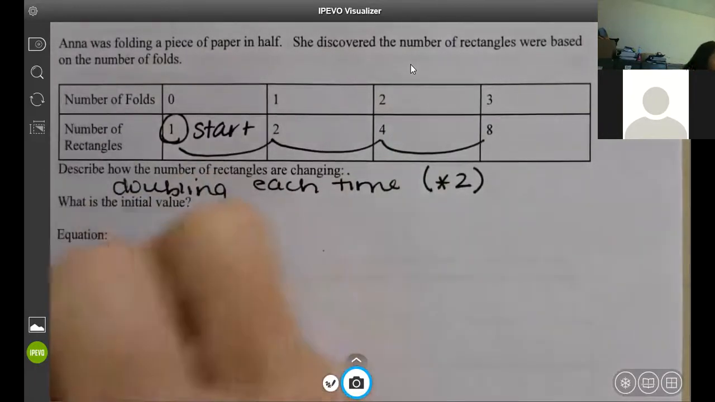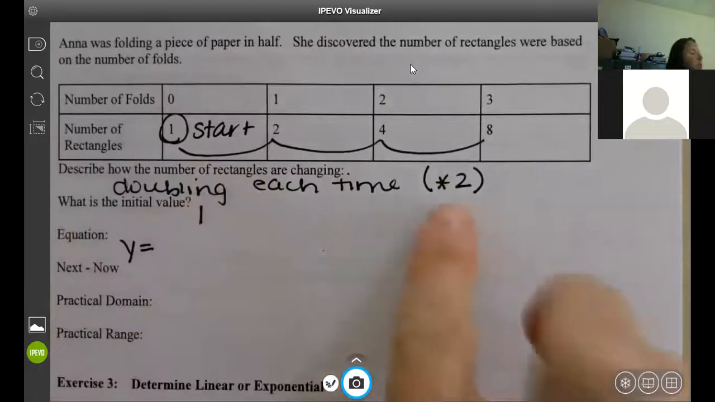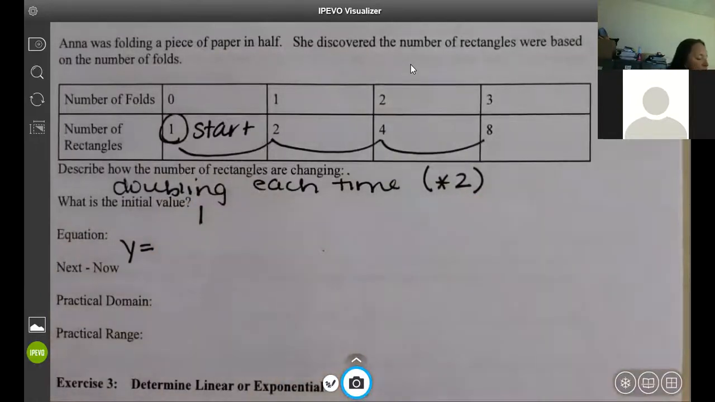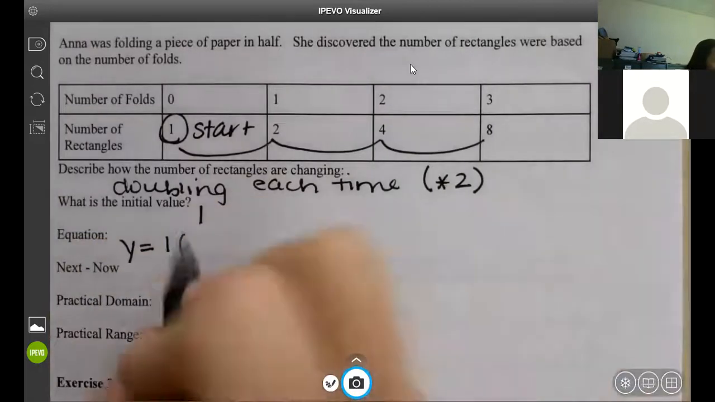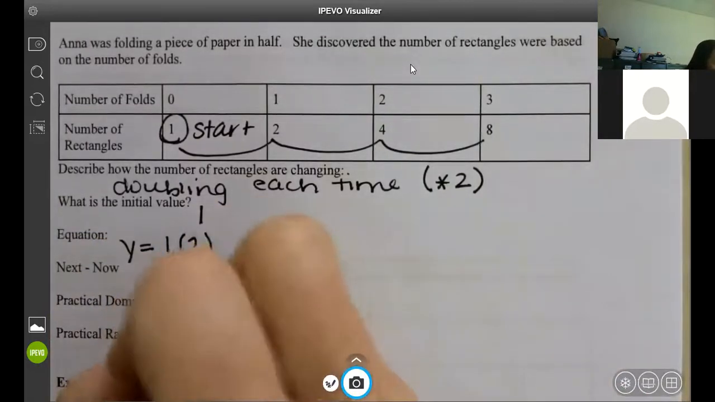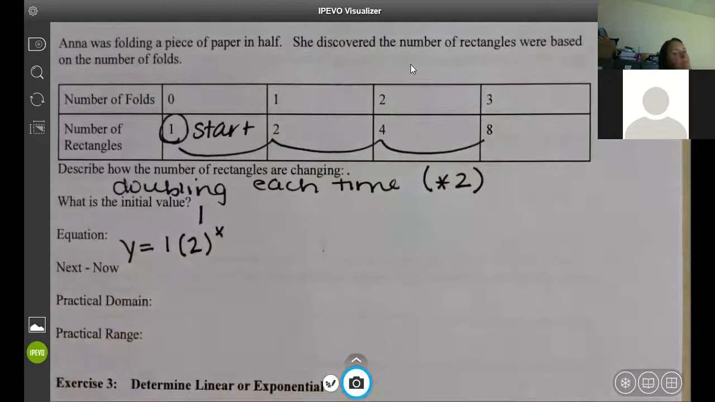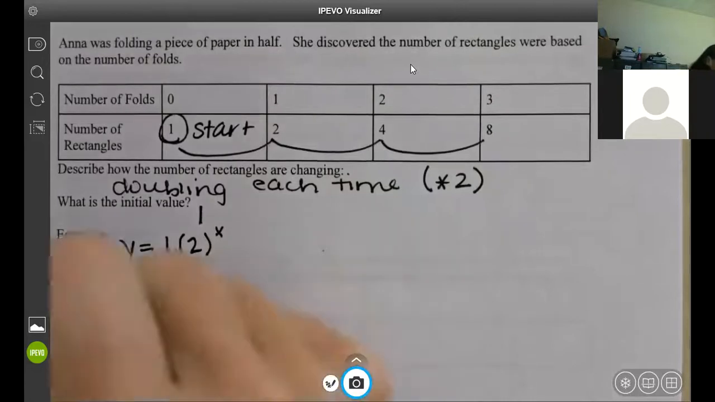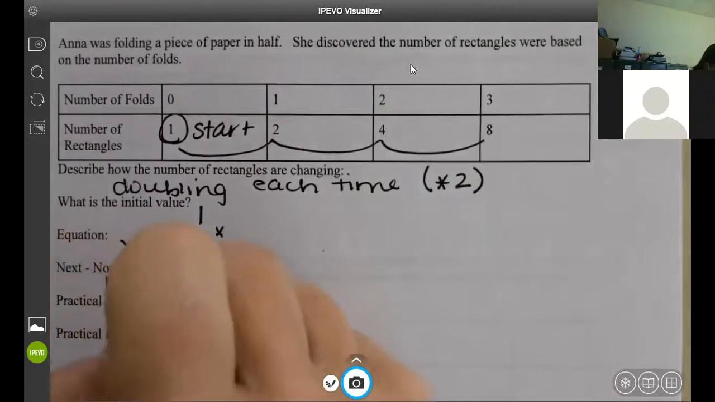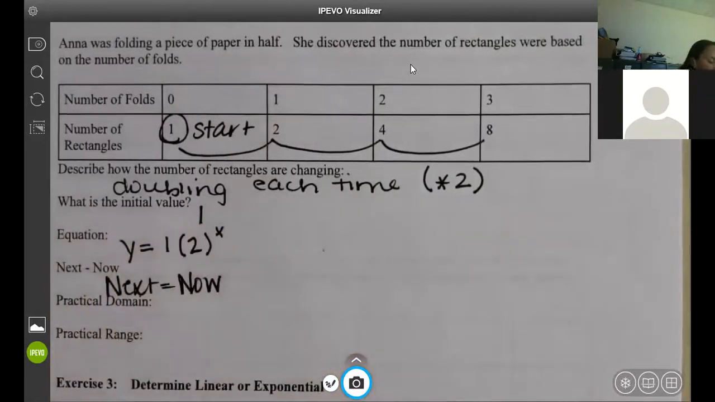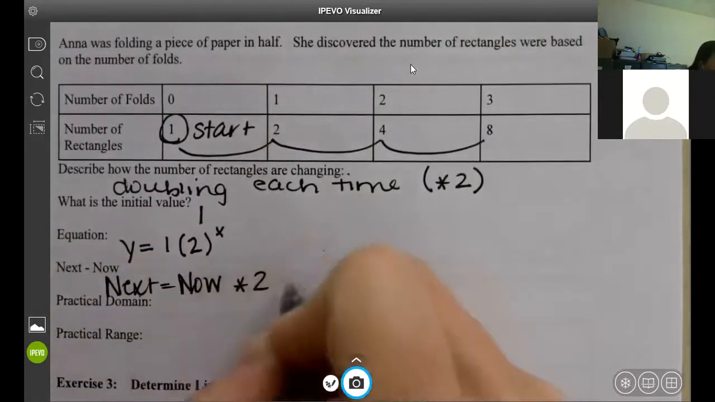So what's our equation? Y equals, we know it's exponential because we're multiplying. So where did we start? 1. What's our multiplier? What are we multiplying by? 2. And then it's to the x. Again, if you're not getting it from the chart, I'm going to show you how to do it on your calculator, so don't freak out too much. Next equals now. What's our multiplier? 2. Times 2. Where did we start? 1.